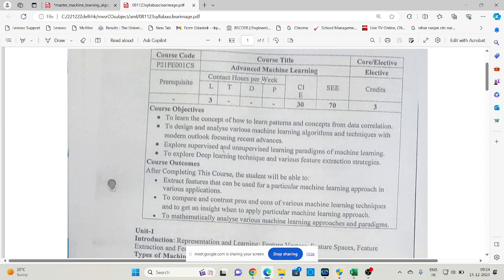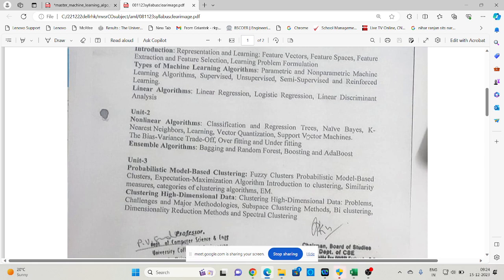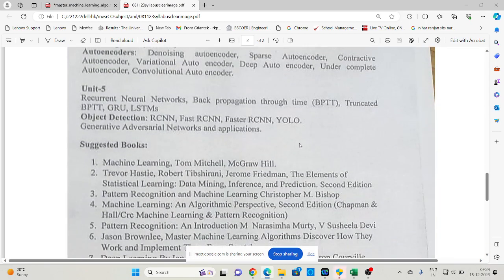So let us continue our learning of the subject Advanced Machine Learning. Today's topic under discussion is support vector machine. So we'll be directly using the prescribed textbook.